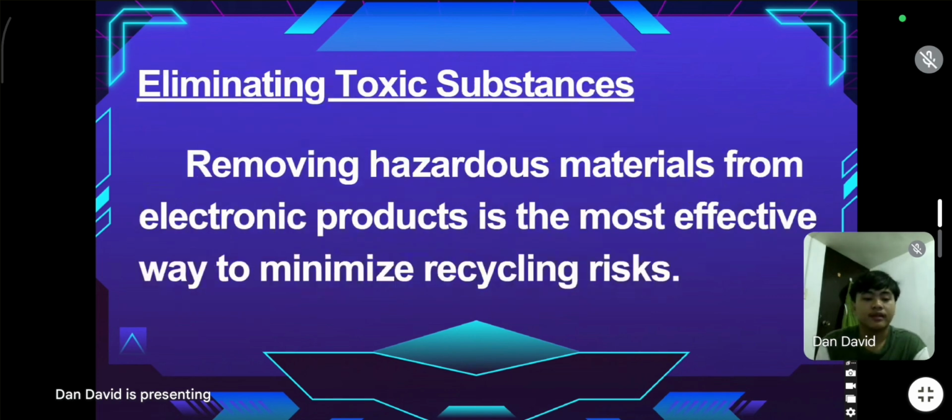Next, eliminating toxic substances. Removing hazardous materials from electronic products is the most effective way to minimize recycling risk. This presents a proactive sustainability strategy, eliminating harmful substances during manufacturing to reduce future environmental and health risks.